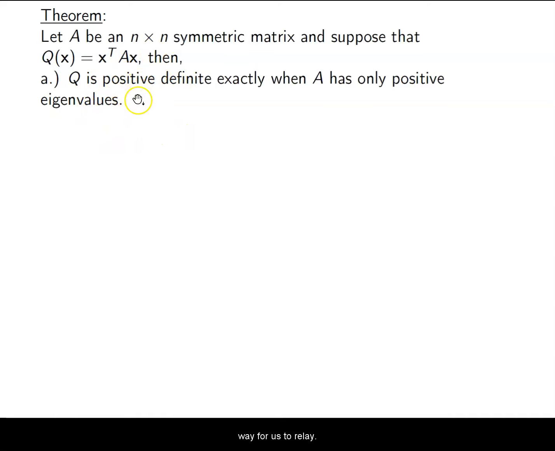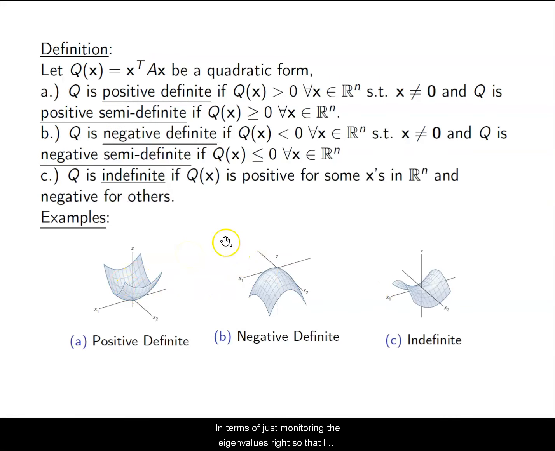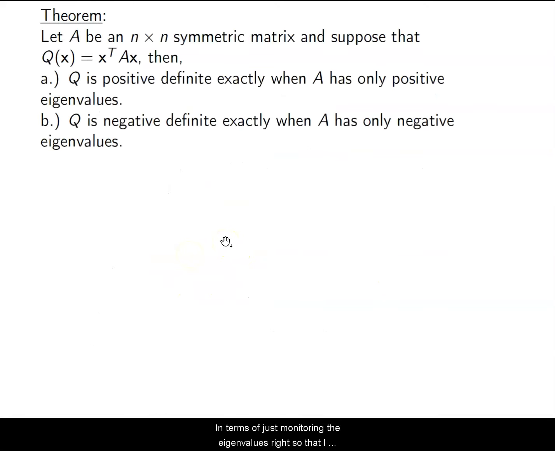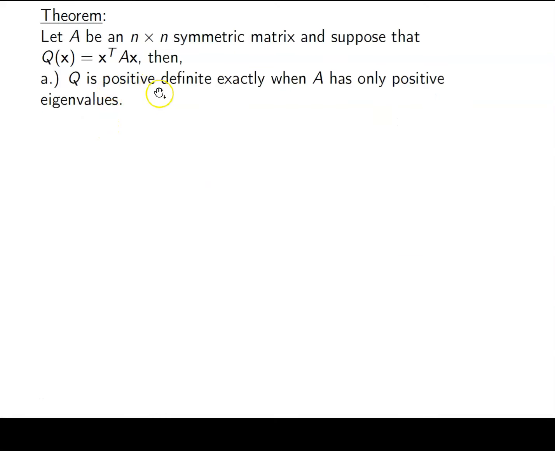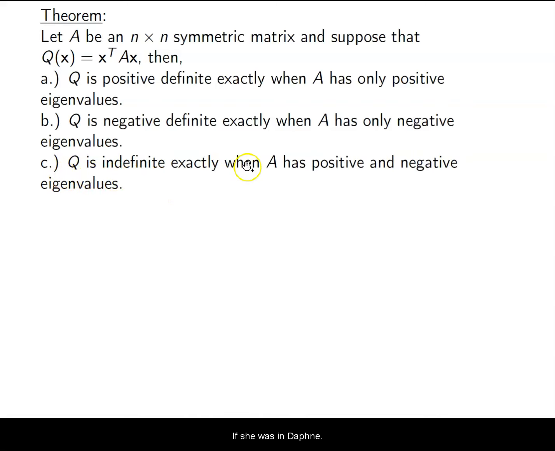So that's a nice way for us to relate our matrices to these conic sections that they put out in terms of just monitoring their eigenvalues, right? So if the eigenvalues are all positive, our quadratic form is going to be positive definite, right? So that's a nice way to be able to classify things by looking at their eigenvalues, okay? Same thing for negative definite. If our eigenvalues are all negative, we are a negative definite system, okay? If Q is indefinite, then we're going to have a mixture of positive and negative eigenvalues, right?